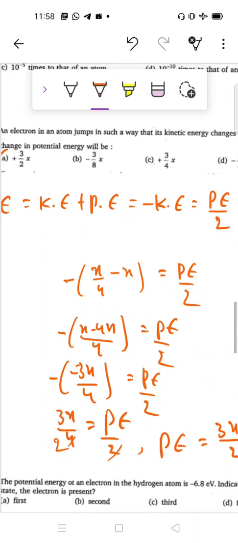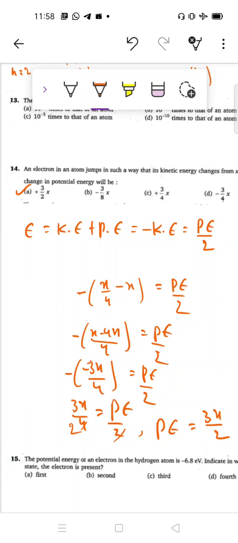This is the easy way you can do the problem, by remembering these values: energy is equal to kinetic energy plus potential energy is equal to minus KE is equal to PE by 2. This is enough to do the problems in a very easy way.